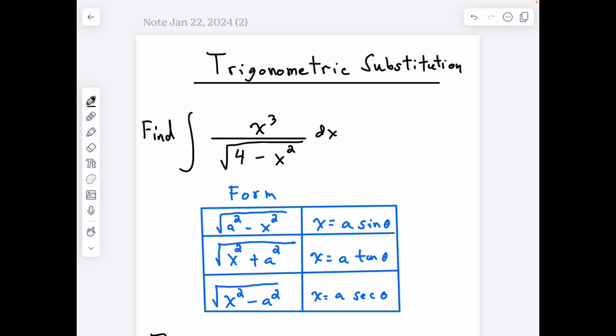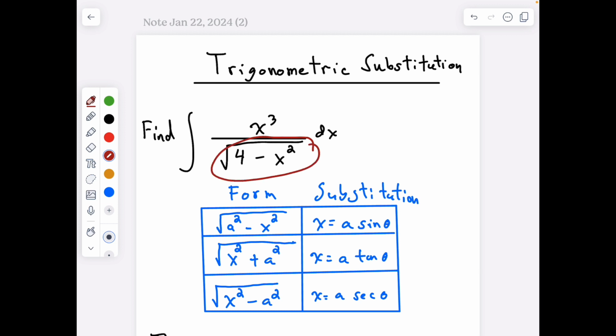So in other words, if you have something like a squared minus x squared, x squared plus a squared, or x squared minus a squared, you can use these substitutions here. Okay, let me actually write that word in on top. And the key here is to look at your expression involving the squares and ask yourself, what does this most resemble? Well, if you look at that expression, that would be that square root of 4 minus x squared here. Your substitution would be this a sine theta, okay?